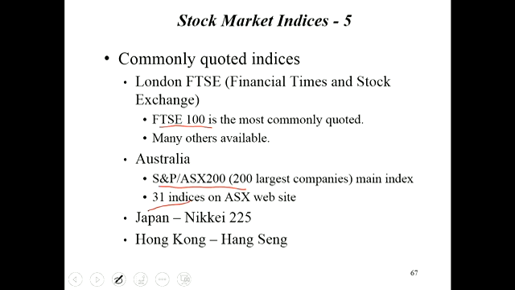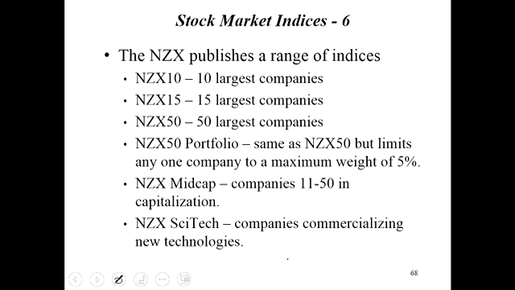Japan, the main one's the Nikkei 225. Hang Seng in Hong Kong, the main one there. In New Zealand, we've got a range of them. Last time I looked, there was about 9 of them. The thing that makes our one a little bit different is that instead of being a pure capitalization weighted index, they're what's called a free float index.